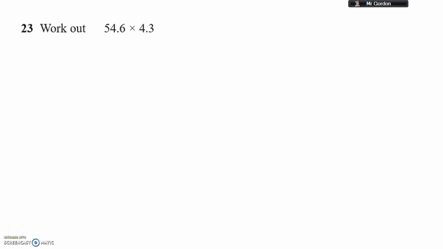Right, okay, nearly there. Question 23. Work out 54.6 times 4.3. Straightforward. 3 marks, times in two numbers together. But they're decimals, which people tend to get a bit scared of now, don't they?